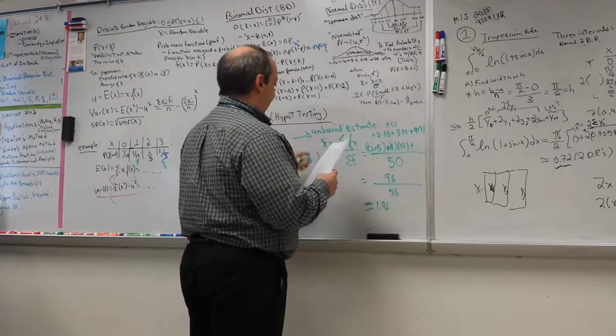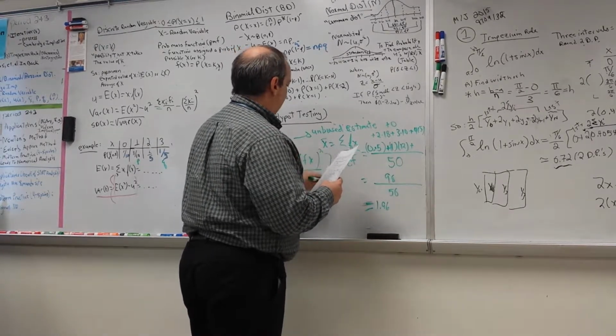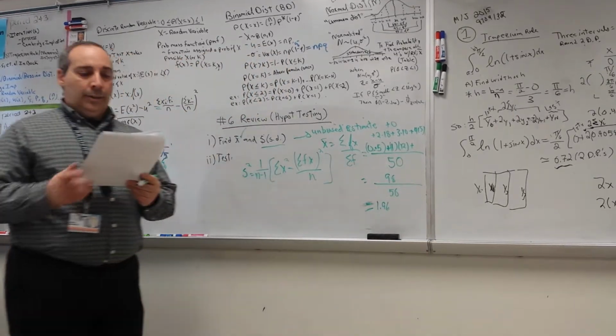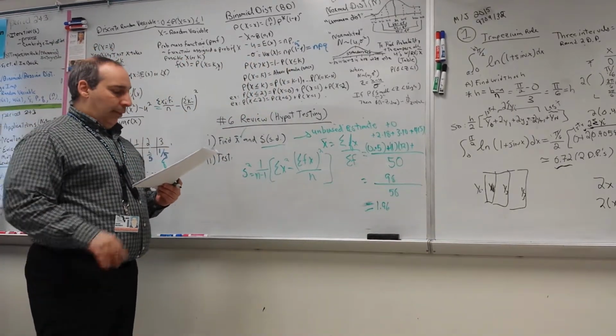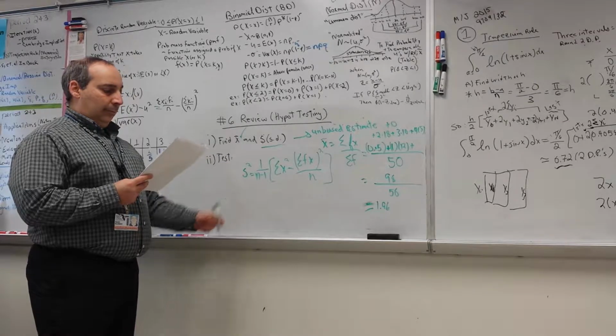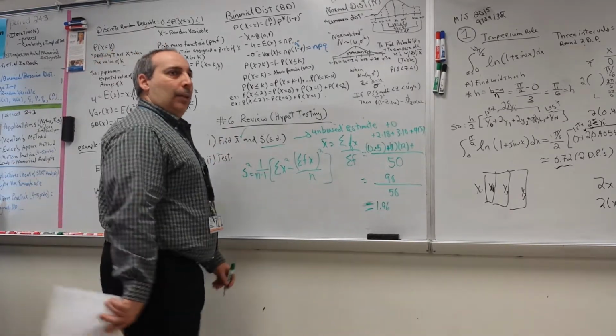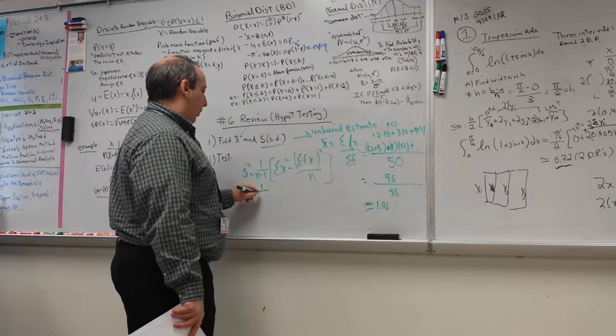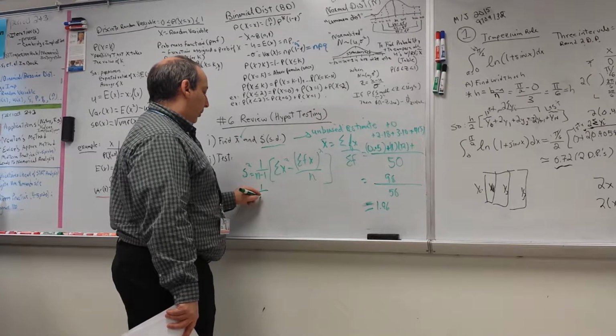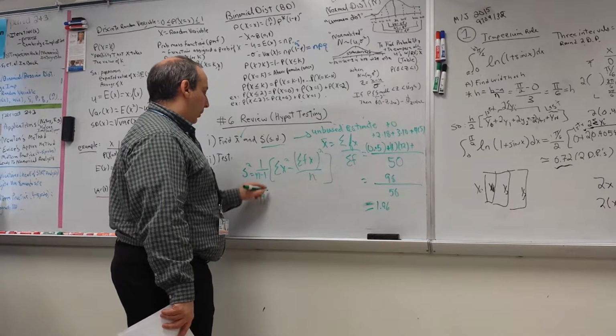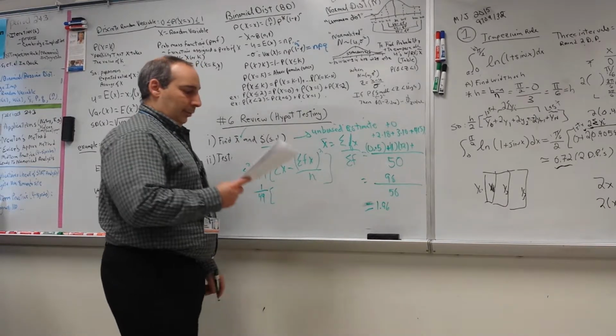Wait, so it's part 1.96. We have to find the standard deviation. It wants variance. Okay, fine. So we just gotta find S squared. That's even easier. So 1 over n minus 1 is what? 50 minus 1, which is 49. Okay.